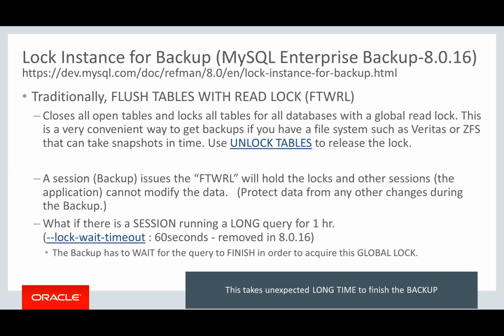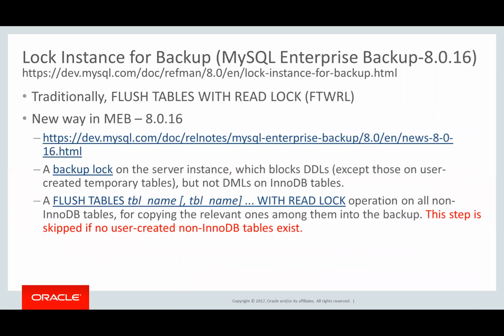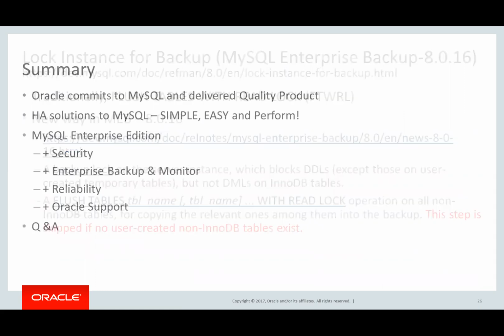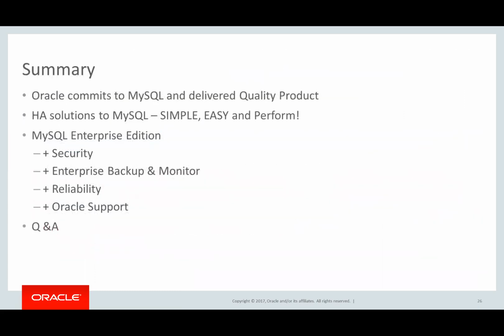We don't use the flush tables with read lock. We do this by having an extra locking mechanism. What that means is, in the new way, we have the backup lock on the server instance, which blocks DDL but not DML. So this is a lot more efficient way to do backup with locking. So this is the summary of today.